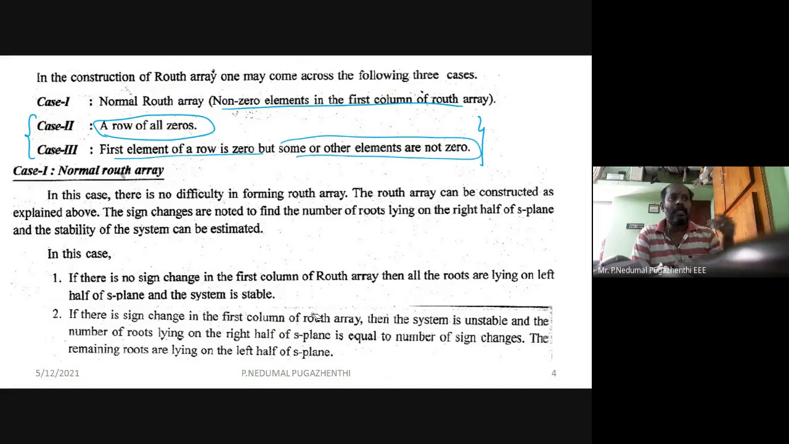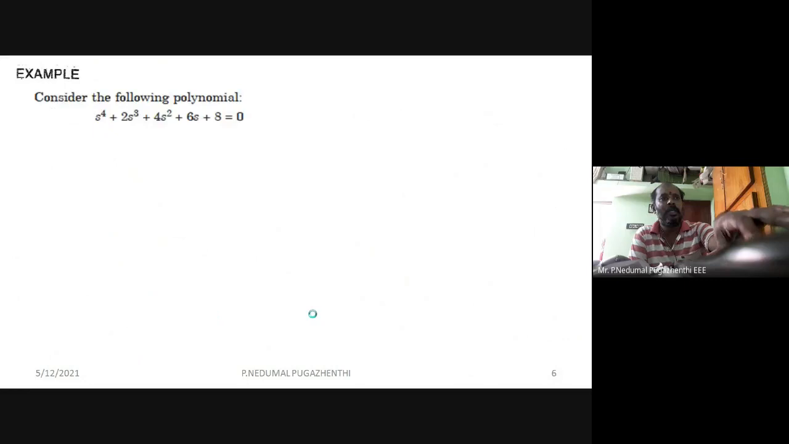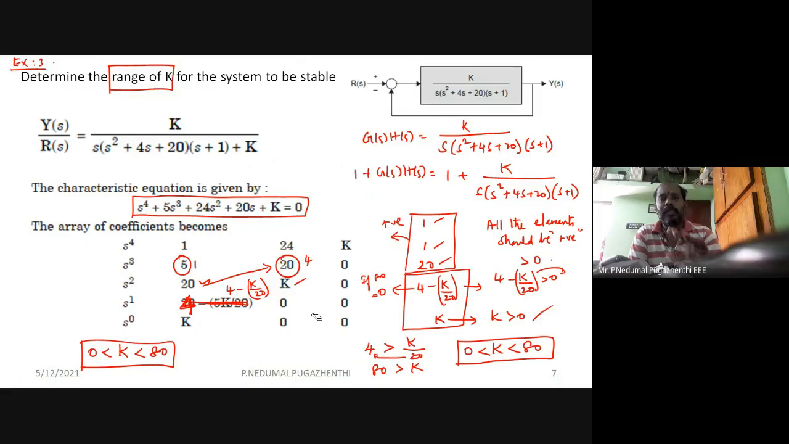For the first case we have taken three examples. The first example shows that all the elements in the first column are positive, so the system is completely stable. The second example gave two sign changes in the first column, which indicates two roots on the right hand side. If you solve the equation, you will find two positive real roots on the right hand side. In the third case, you are supposed to find the range of k to keep your system in the stable region.